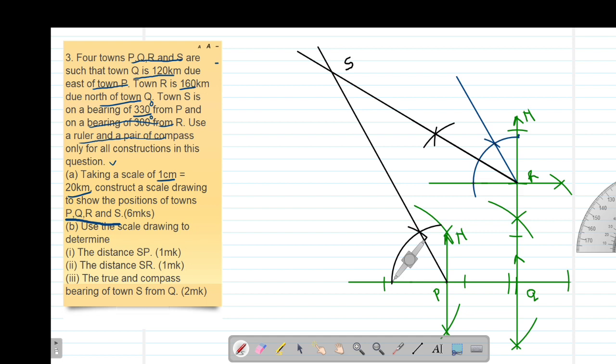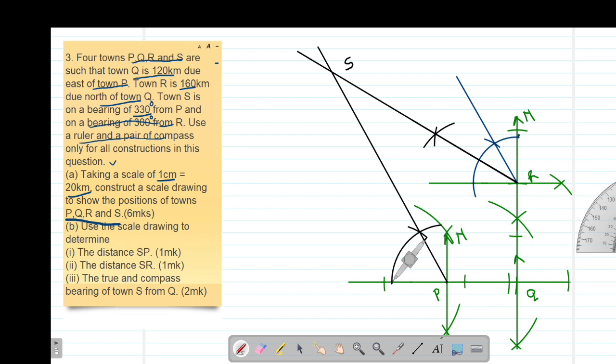Then of course we also need to construct 90 at this particular point S. So remember, we are told to use a pair of compass and a ruler only, without using a protractor. Let me see whether we'll need one of the angles. We are told to find the true and compass bearing of S from Q. Yeah, so we don't even need to construct a 90 at this particular point S. So we can go directly to answering the questions.